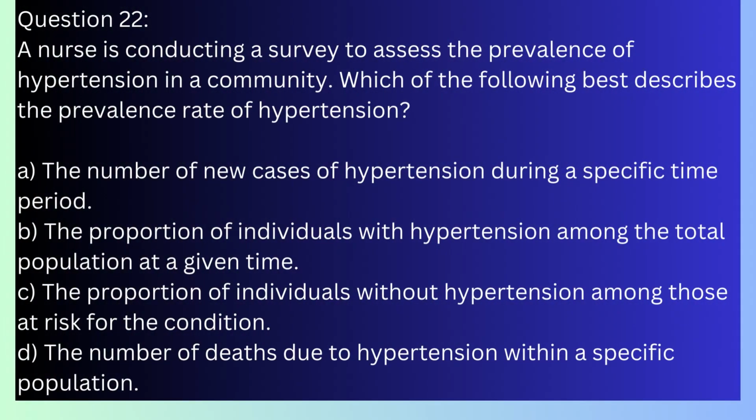Question 22. A nurse is conducting a survey to assess the prevalence of hypertension in a community. Which of the following best describes the prevalence rate of hypertension? A. The number of new cases of hypertension during a specific time period. B. The proportion of individuals with hypertension among the total population at a given time. C. The proportion of individuals without hypertension among those at risk for the condition. D. The number of deaths due to hypertension within a specific population.